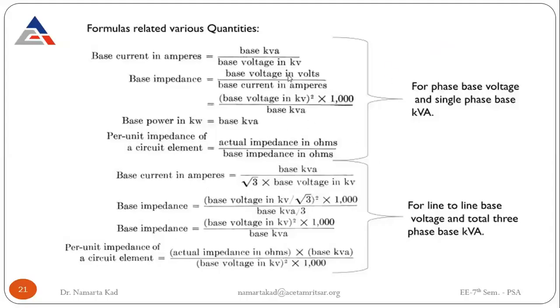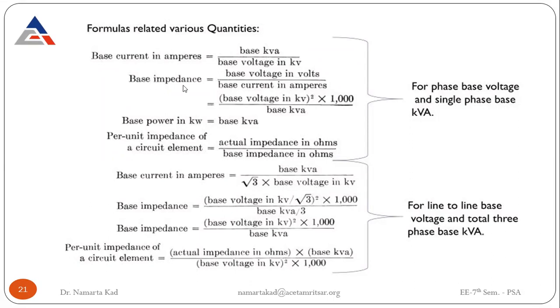Now this is another list of formulas. Let's read them, the formulas related to the various quantities. The first one is the base current in amperes. So how to calculate the base current? Generally in our power system, the voltages and volt amperes are given, but the currents are not given. So to calculate the base current in amperes, it is base kVA divided by base voltage in kilovolts. When you solve this, you get amperes. So this is the formula to calculate the base current.